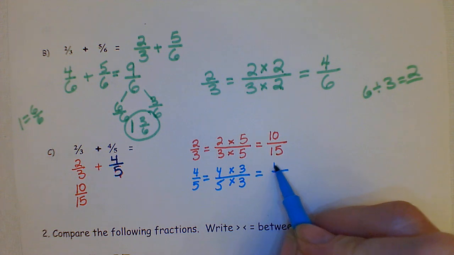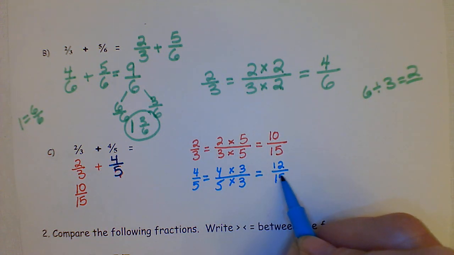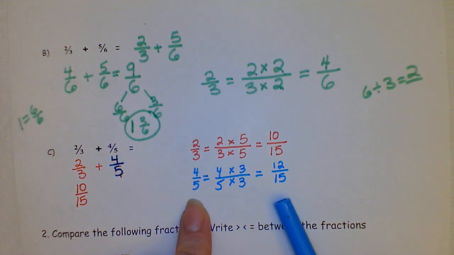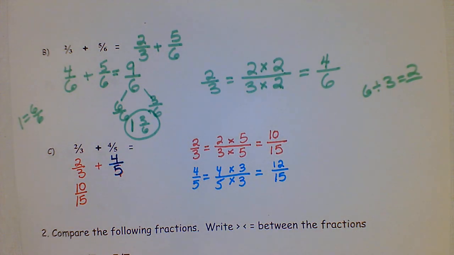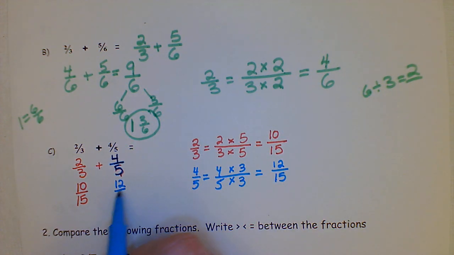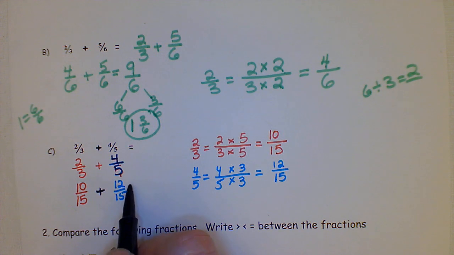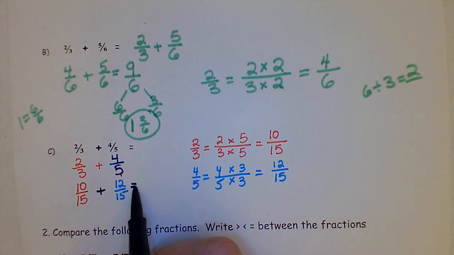4 times 3 is 12, and 5 times 3 is 15. So now what I know is that 4/5 and 12/15 are equivalent fractions, which means that I can substitute in 12/15 for the 4/5. So I'm going to put 12/15 here. Let me go ahead and write in our addition and our equals symbols.